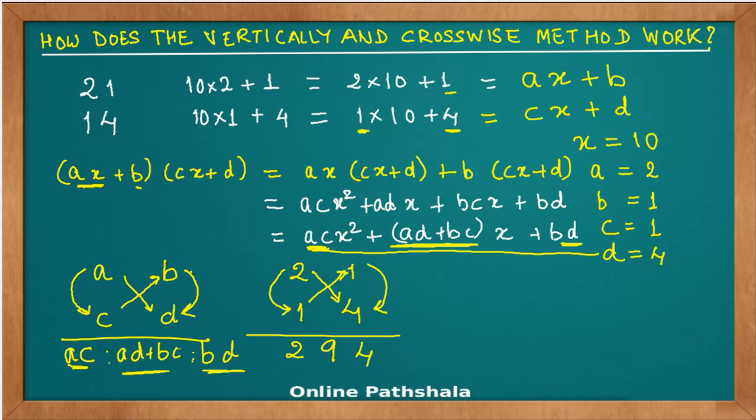And please note that this can be applied to any number of digits. You can multiply any arbitrary number which has maybe 8 digits, 9 digits, 10 digits. The same reasoning holds true. So hopefully you will be able to appreciate how the vertically and crosswise method works. Essentially what we have done is use algebra to generalize a rule that helps us solve the multiplication problem. So see you soon.